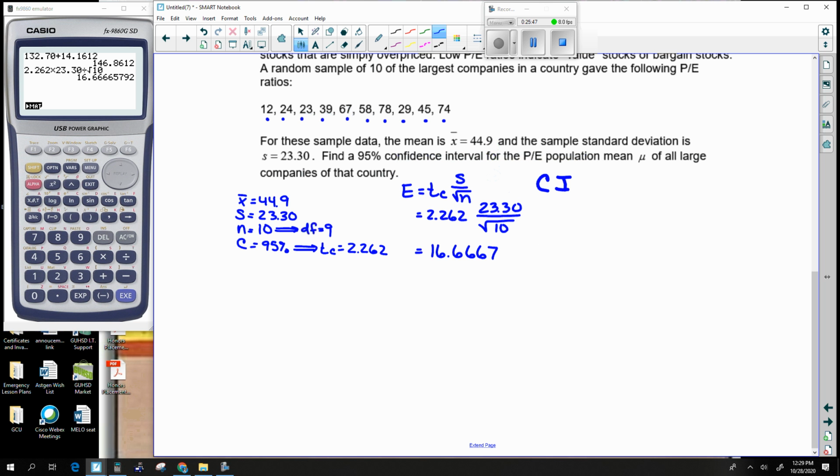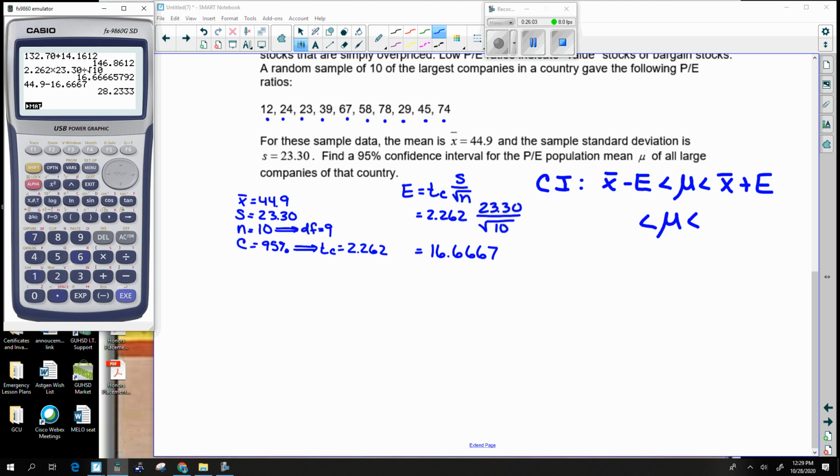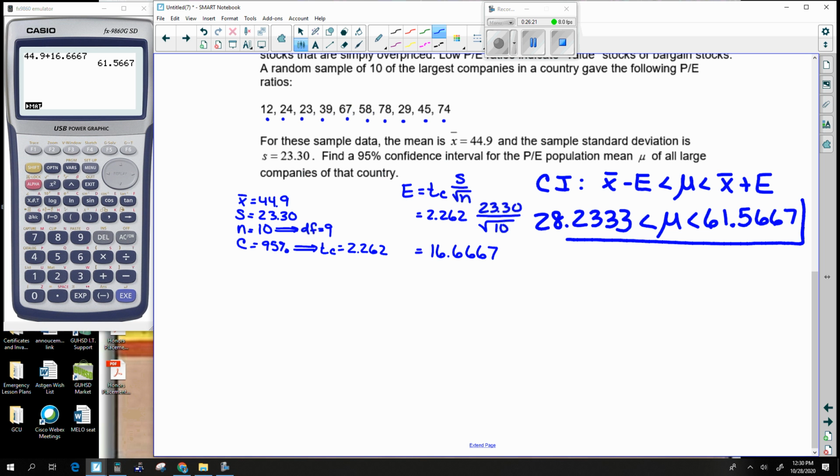plus our confidence interval. So the X bar minus E, and then X bar plus E. Then last but not least, we're going to be talking about probabilities.